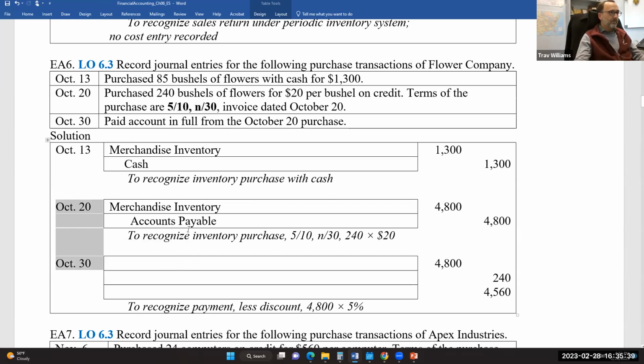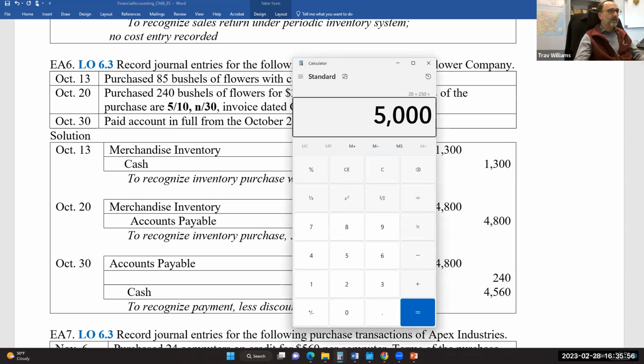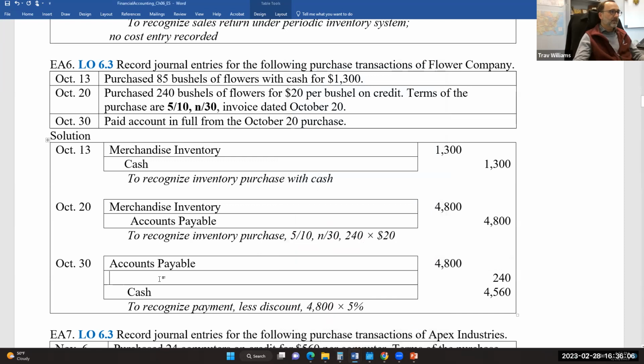Okay, great. So that means our total accounts payable is going away, but we did not have to pay the full amount. Why? Because of the discount, right? So if we take the amount that we owed, $4,800, times the 5% discount, we got a $240 discount. How do we journalize that?